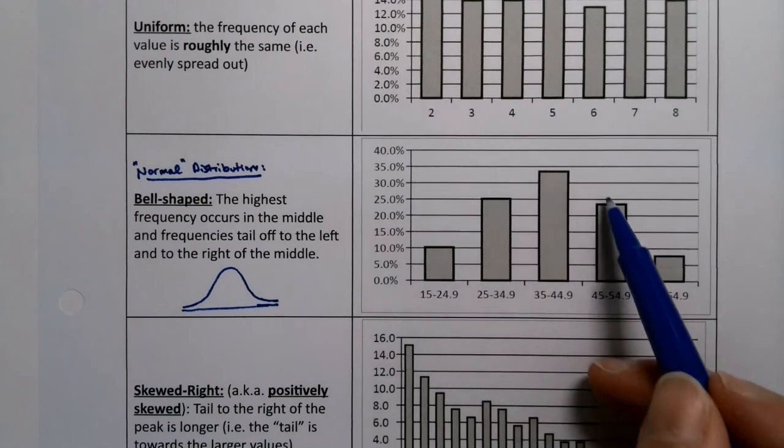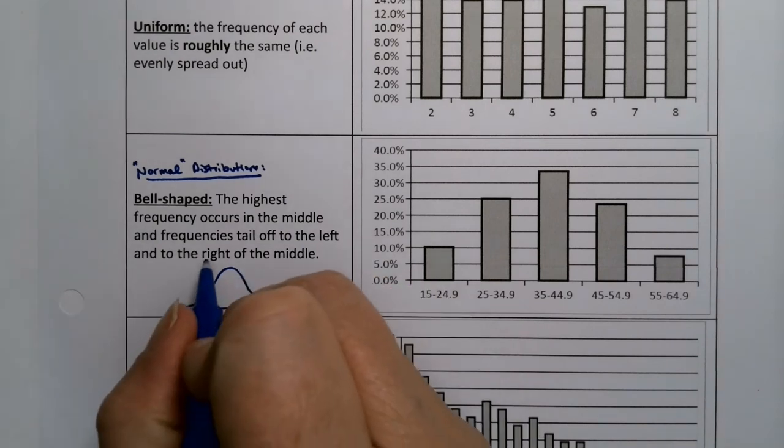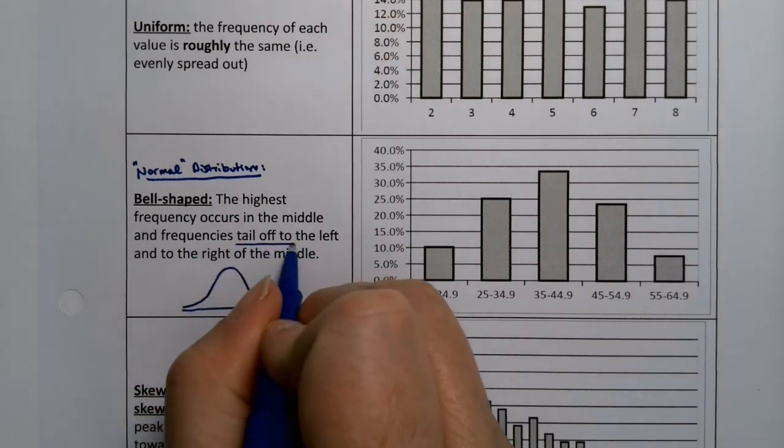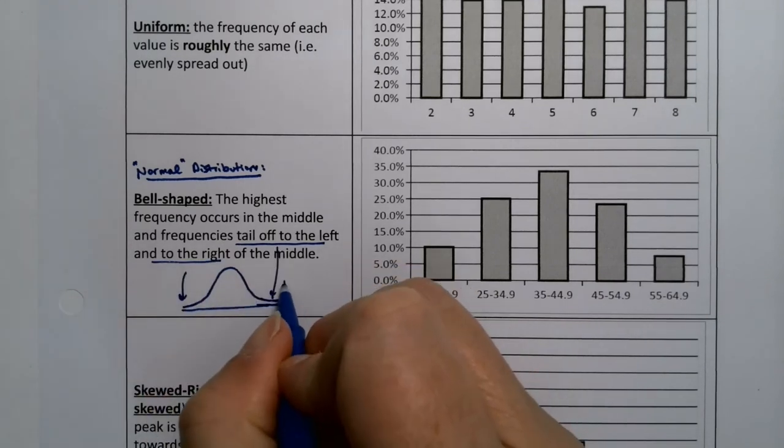So it goes up and goes back down. And it has two tails, a tail over here on the left and a tail over here on the right. So the frequencies tail off, see? So you have a tail here and a tail here.